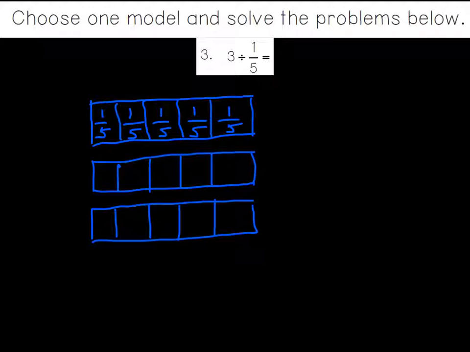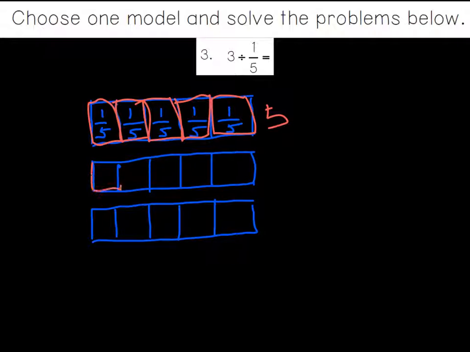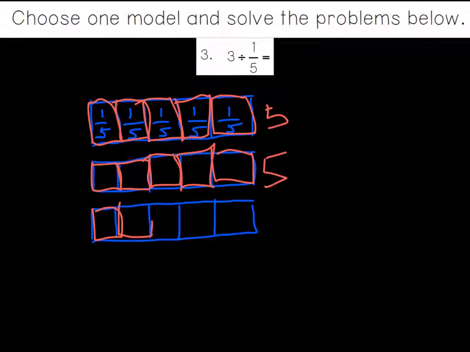So let's group these. How many do we have? 1, 2, 3, 4, 5 there. 1, 2, 3, 4, 5 more. And 1, 2, 3, 4, 5 more. A total of 15. So 3 divided by 1/5 would be 15.